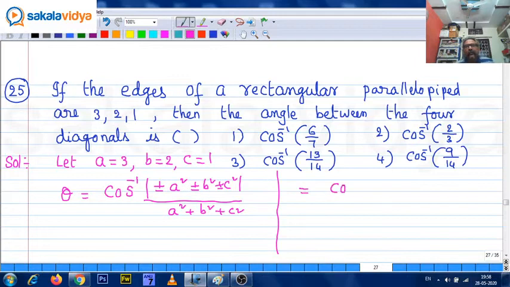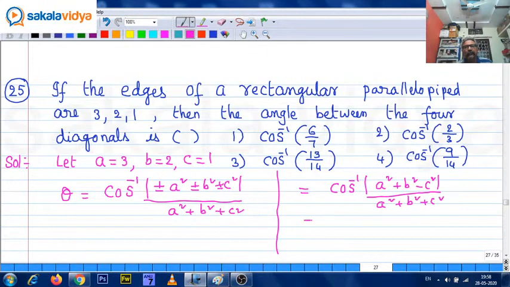So let us consider like this. Cos inverse of mod of a square plus b square minus c square you can consider. That means plus plus minus, plus minus minus, minus minus plus you can consider. But we should not consider a square plus b square plus c square or minus a square minus b square minus c square, because the angle between the diagonals cannot be 0 degrees or pi. That's why, upon a square plus b square plus c square.